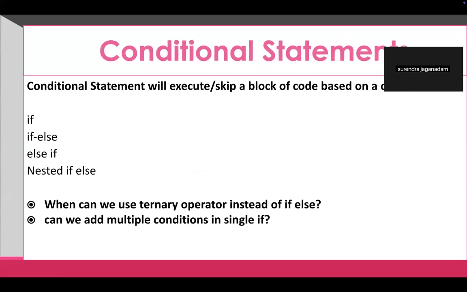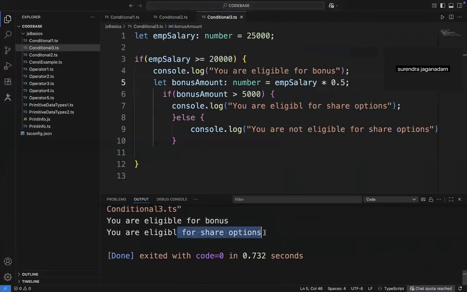So the question is, when can I use conditional statements and when can I use the ternary operator? The simple point to consider is, if the logic that you want to execute is pretty small, then you can go with a ternary operator. Else, you will be going with the conditional statements. And can we add multiple conditions in a single if? Yes, of course. We have seen in a simple example where we added multiple conditions in a single if. Perfectly all right.